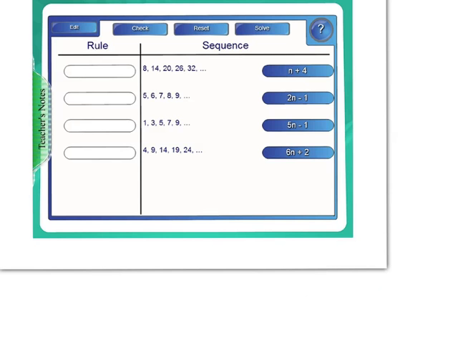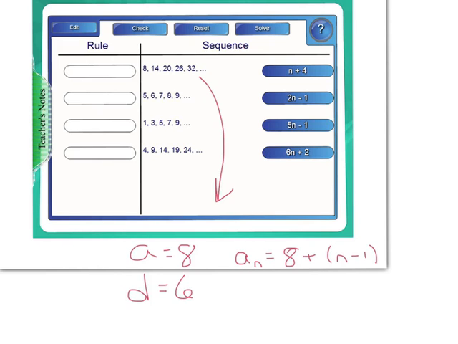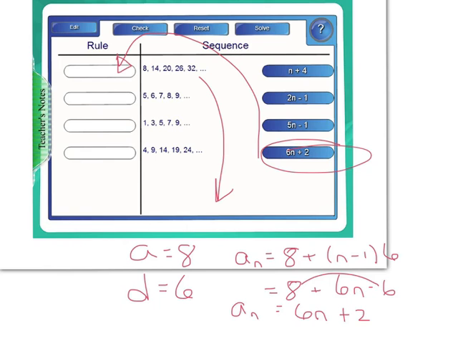So if I wanted to figure out this sequence right here, I would say, okay, the first term, a, is going to be 8. The common difference is 6 between each term in the sequence. Therefore, my formula will be a sub n equals 8 plus n minus 1 times 6, which means I'll have 8 plus 6n minus 6, which will just be 6n plus 2 when I combine my like terms. So a sub n would be 6n plus 2. So that goes here. Try the next few on your own. See if you can get them.